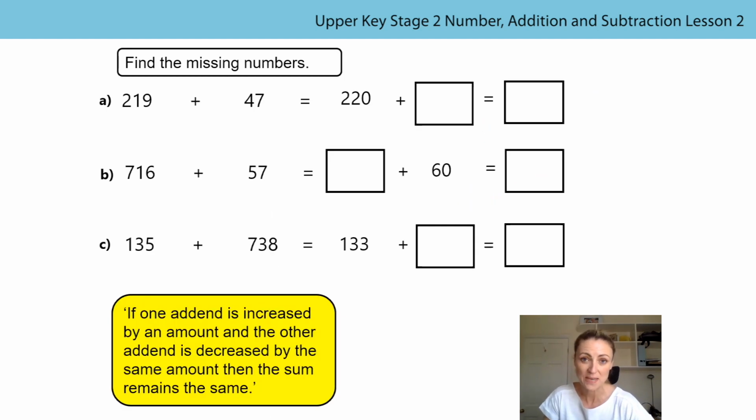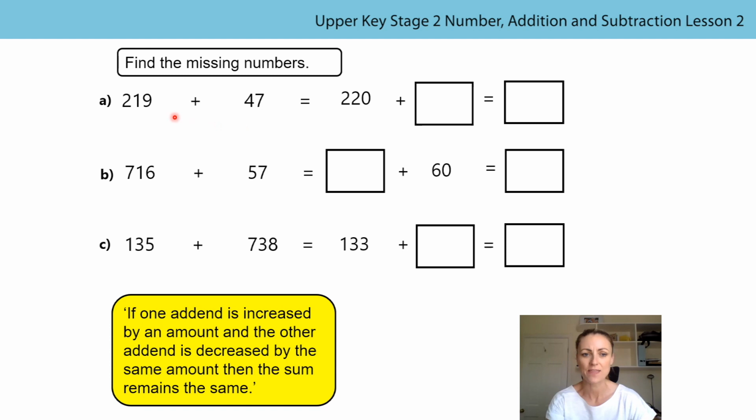So I'm going to give you a little bit of practice now. We're going to do the first one together. So we've got to find the missing numbers. We've got some unknown values in these calculations and we need to work them out. So let's have a look at number 1 here. We've got 219 add 47 is equal to 220 add, and then we've got 2 unknowns.